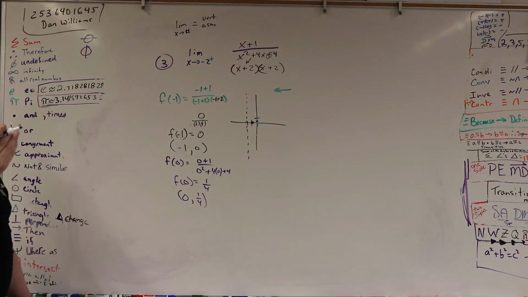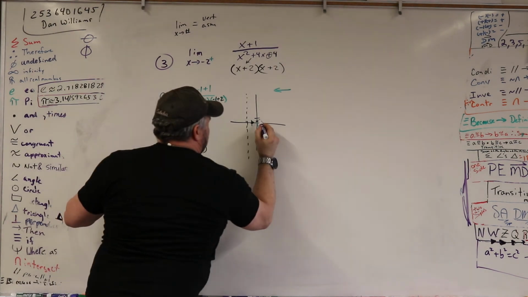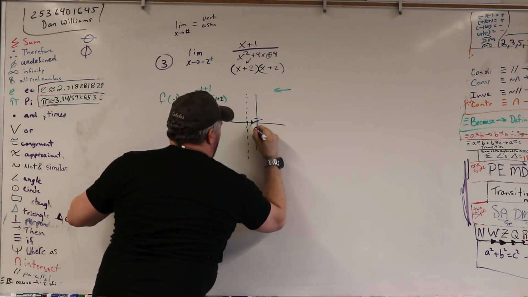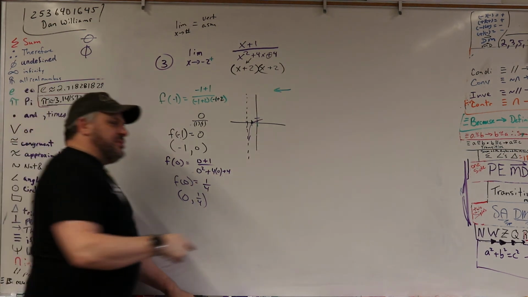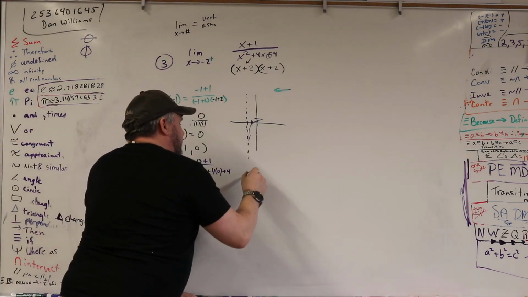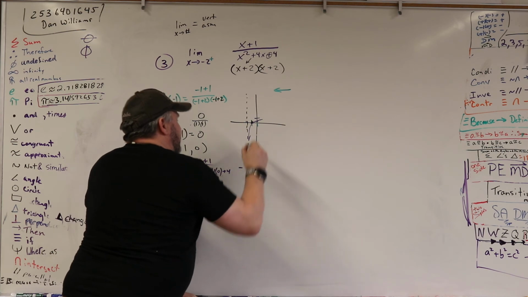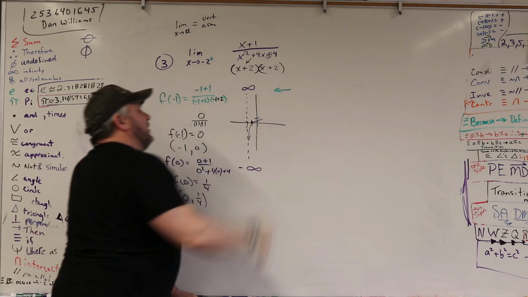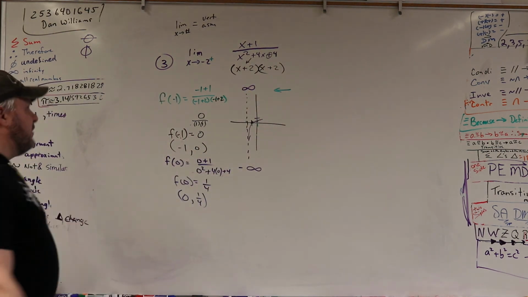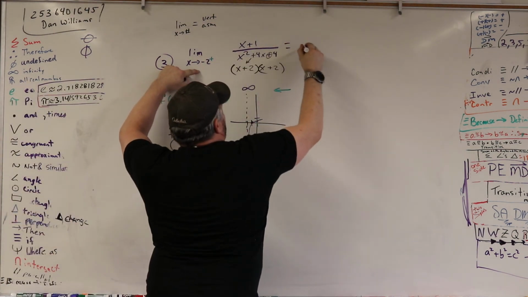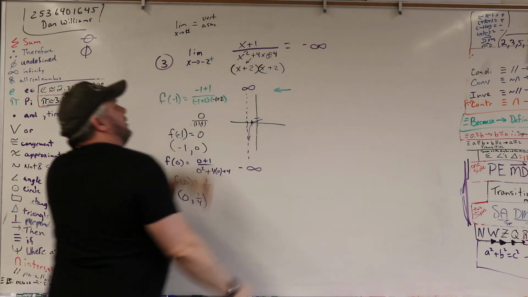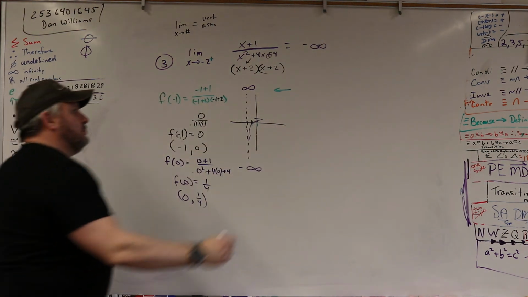So what's happening as we get closer is it's going down, right? If it keeps going down, is it going to negative infinity or to infinity? Negative infinity. So the limit of this function is equal to negative infinity. Bam.